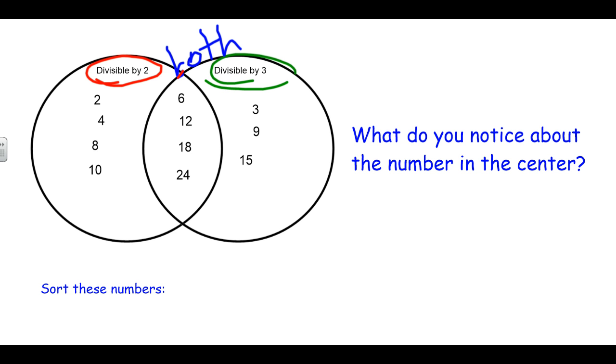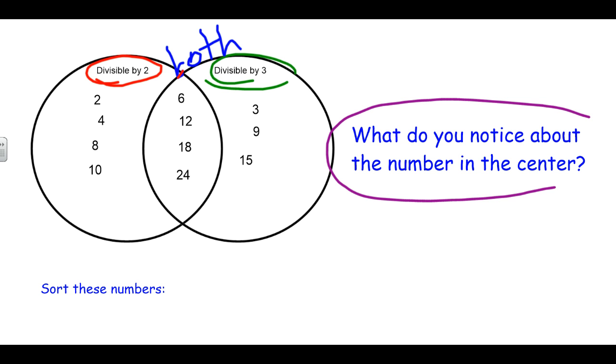So I'm going to ask you to take a second, look at these numbers, and see what sorts of things you notice about the numbers in the center. Well, there are a number of things to notice, and one of the things to notice is that it's all based around 6. All of the numbers in the center are multiples of 6. 6 times 2 is 12, 6 times 3 is 18, 6 times 4 is 24, etc.